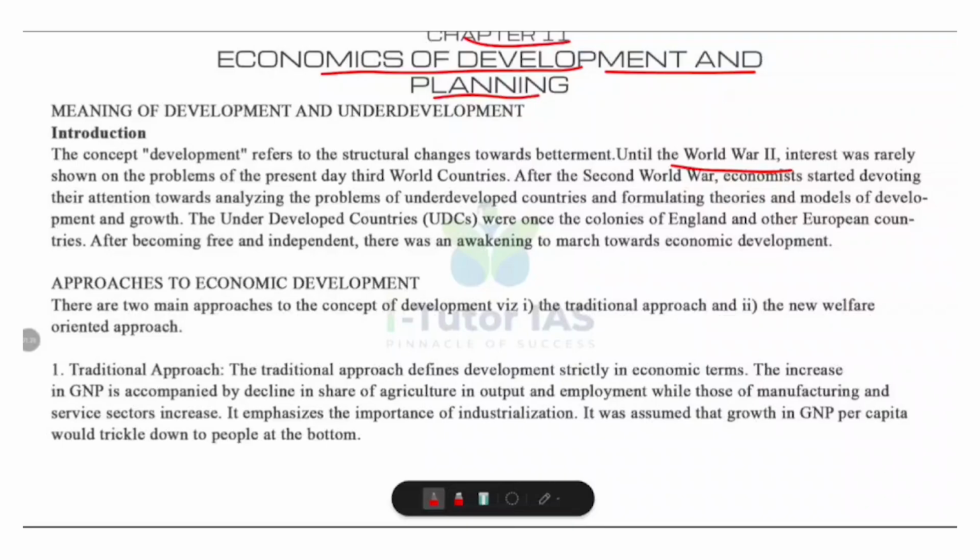Most of the underdeveloped countries or UDCs were former colonies, and after gaining independence there was a new sense of purpose. What was that purpose? A desire to move forward, rebuild and achieve economic development. So development means moving from a low income, low productive structure towards a modern, productive and prosperous economy.